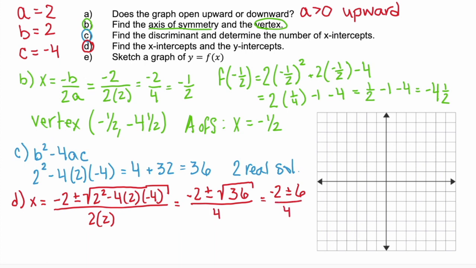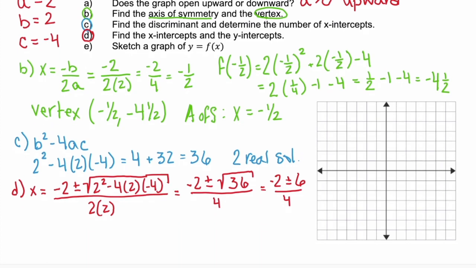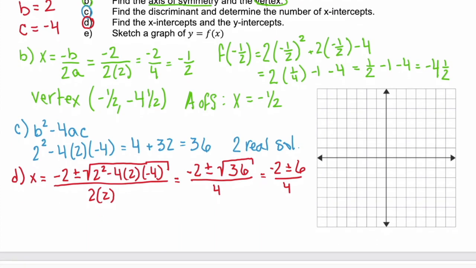And recall that that plus or minus tells us that we have 2 possible answers. And we know from part C we need to have 2 intercepts, 2 solutions. So one is -2 plus 6 over 4, and the other is -2 minus 6 over 4. So the first one is 4 over 4, or 1, and the second is negative 8 over 4, or negative 2.